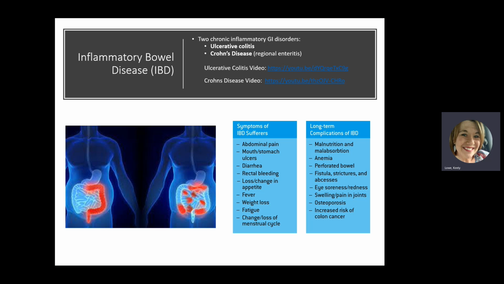malnutrition, malabsorption, fistulas, so like a tunneling, abscesses, infection, osteoporosis, not absorbing the calcium, and increased risk of colon cancer. I skipped a couple of those because I'm going to come back to them in a minute.